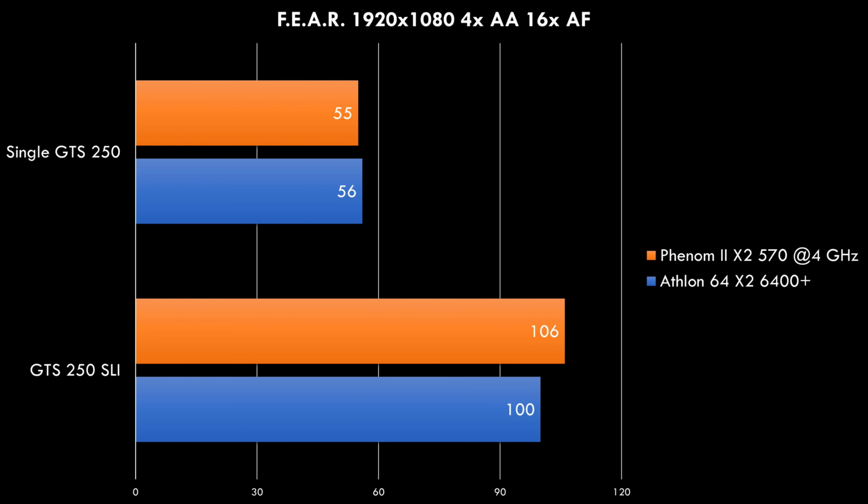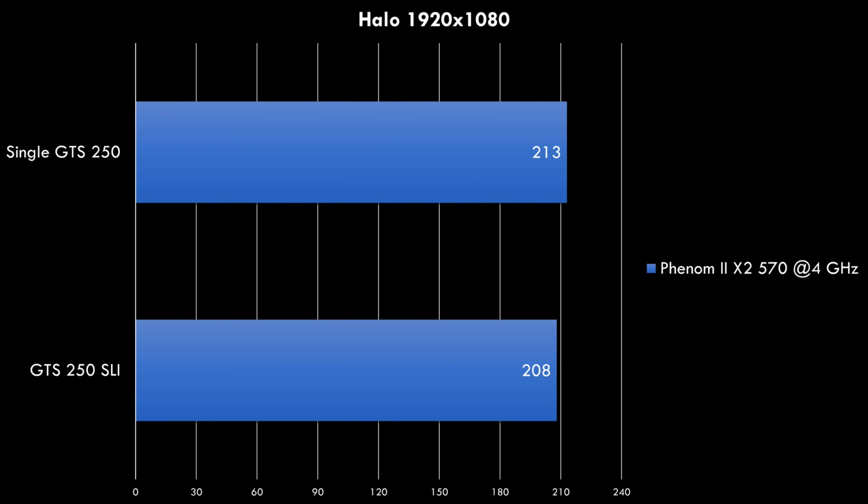and with two cards it runs at 106 FPS, so that's a really good outcome. In Halo, I don't have results for the Athlon 64, just for the Phenom. Doesn't seem to do anything. We're going, it's actually going backwards. We've got 213 FPS with one card and 208 with two.